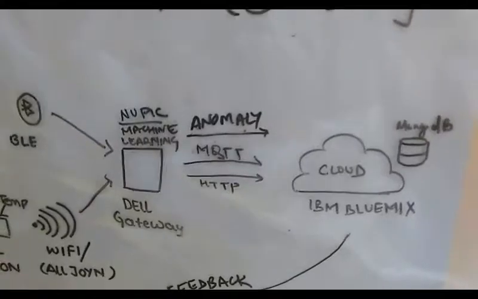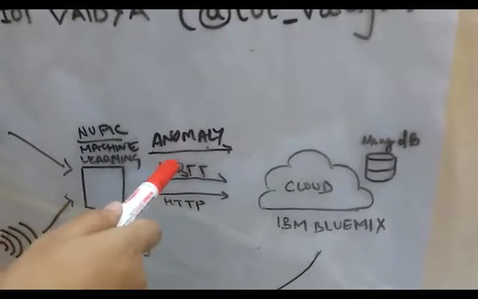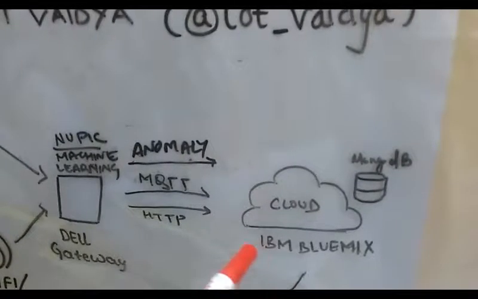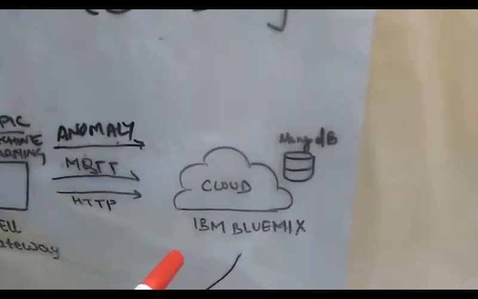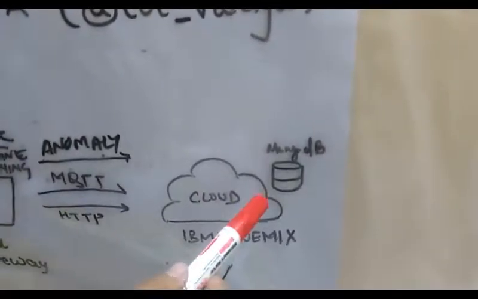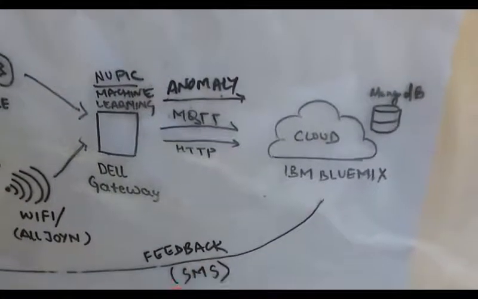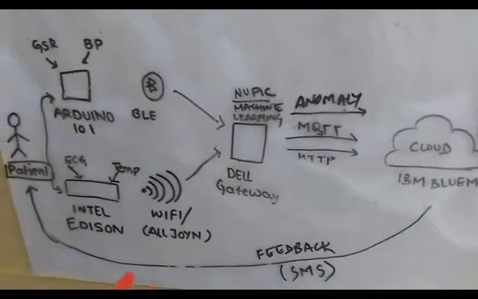From the gateway to the cloud we'll be sending data using the MQTT or HTTP protocol, and also we'll be sending the anomaly score. On the cloud side we are using IBM Bluemix, which will be interfaced with MongoDB for data storage, and we'll be sending the feedback as an SMS to the patient.